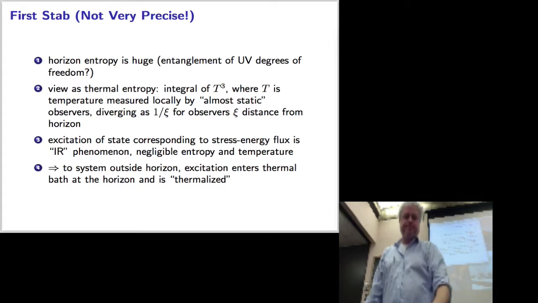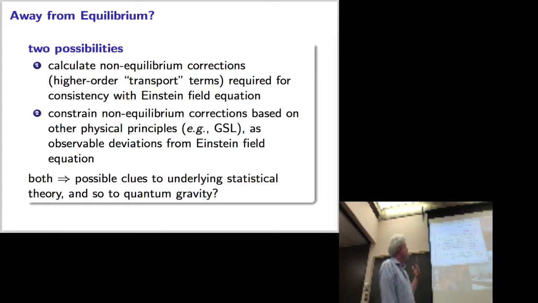How might one deal with the fact that we're away from equilibrium? Two possibilities. You might calculate non-equilibrium corrections, like the standard high-order transport terms in non-equilibrium thermodynamics required for consistency with the Einstein field equation. You might constrain the non-equilibrium corrections based on other physical principles, maybe the generalized second law, and treat them as in fact observable deviations from the Einstein field equation, which might actually give you, one might hope, a grip on how to make observations and experimentally test all this stuff.